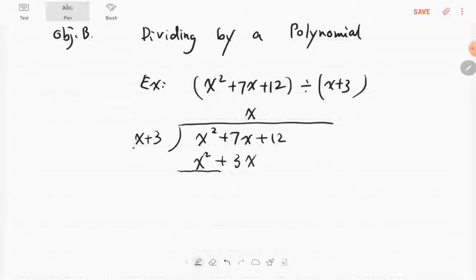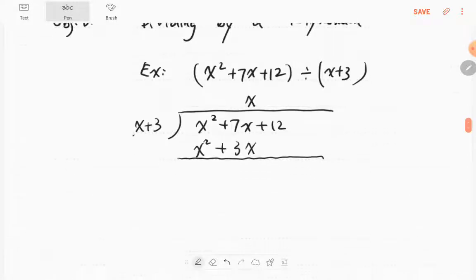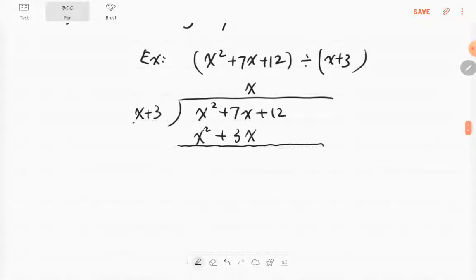So next step, we will do the subtraction. We should use x squared plus 7x minus x squared plus 3x. So we know this one we will get 0. For this part, 7x minus 3x, we will have 4x. Then we should copy down the remaining term, actually we only copy down the next term. So we still need to check the second part of our quotient.